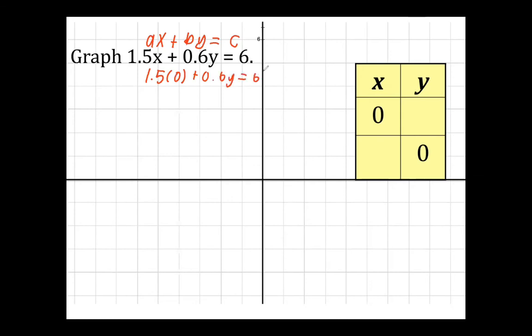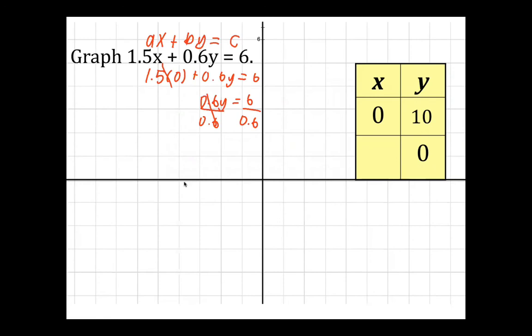And that gives you that 1.5 times 0 will just equal 0, so that cancels out. Then you're left with 0.6y equals 6, and you divide by 0.6 to isolate y. 6 divided by 0.6 will just equal 10. So your y-intercept will be 10.